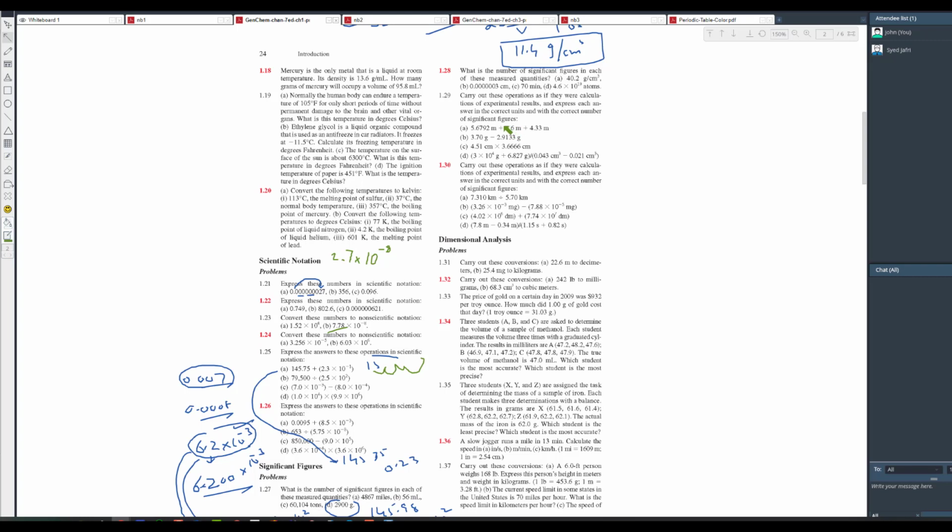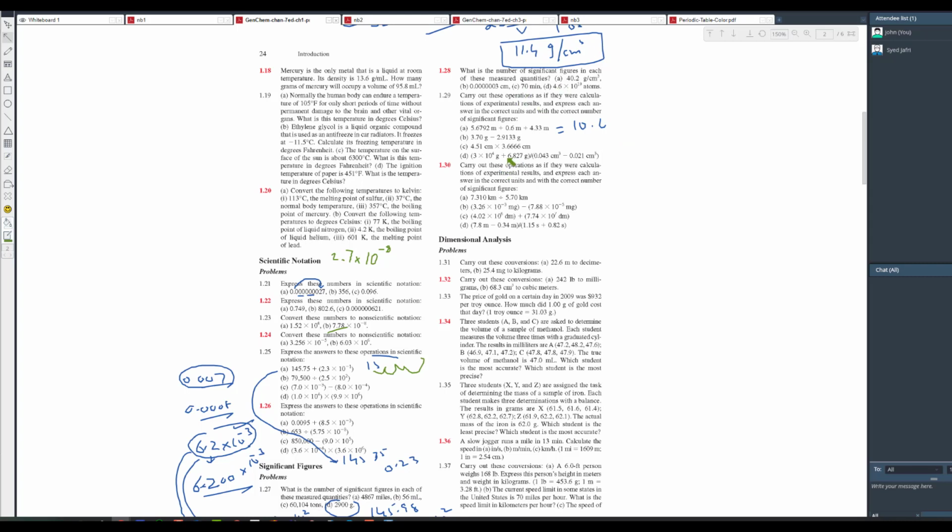Very good. But sometimes you have to do the rounding. Let's use the calculator: 5.6792 plus 0.6 plus 4.33. My calculator is showing 10.609092. So what do I have to write? Just 10.6. Suppose my answer shows 10.68, then what will I show? 10.7, because I have to keep only one digit after the decimal.